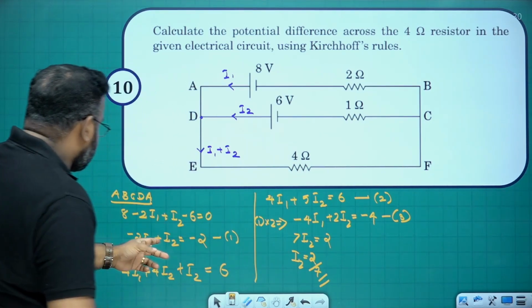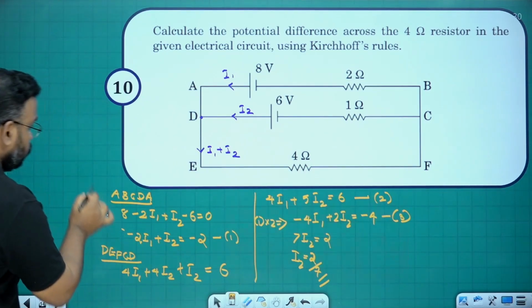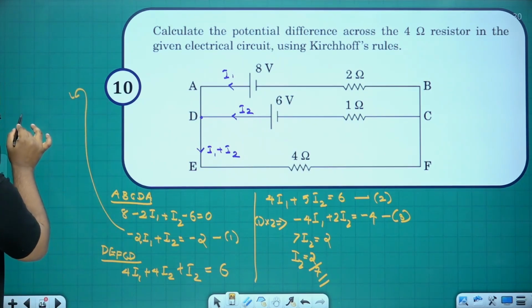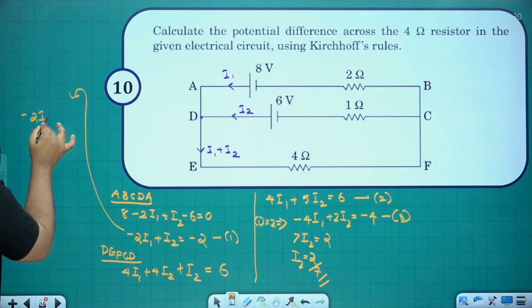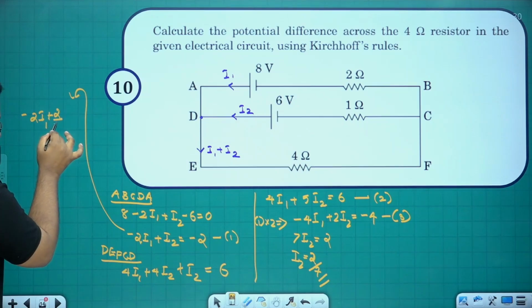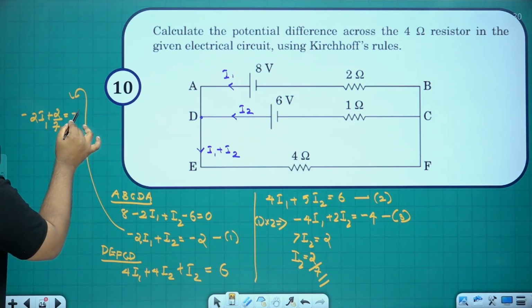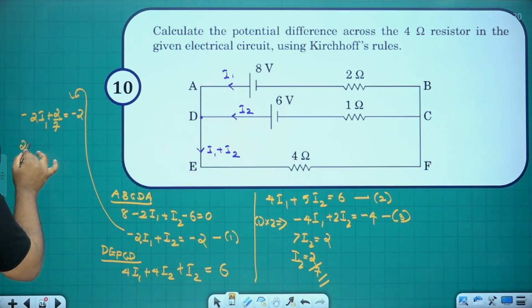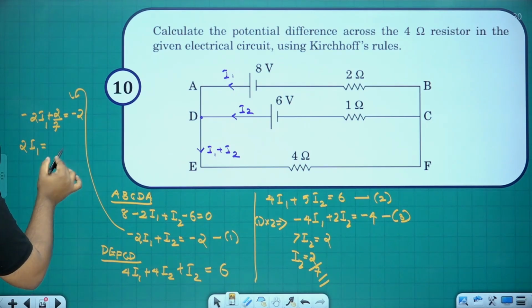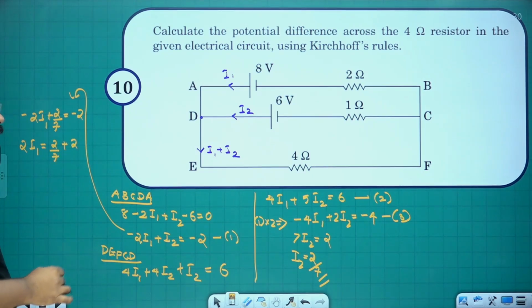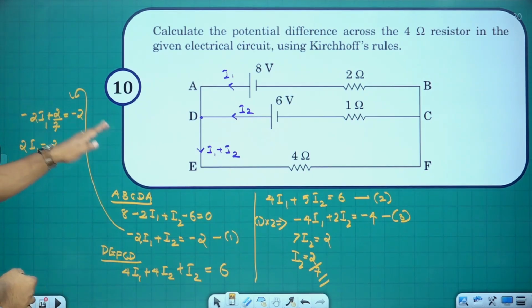So we got I2. Now you can substitute in any of these equations. I am going to substitute in this to find I1. So I get minus 2I1 plus I2, what is I2? 2 by 7, equal to minus 2. Then 2I1 is equal to 2 by 7 plus 2. Minus 2I1 will go to the other side, will become plus, minus 2 will come this side.